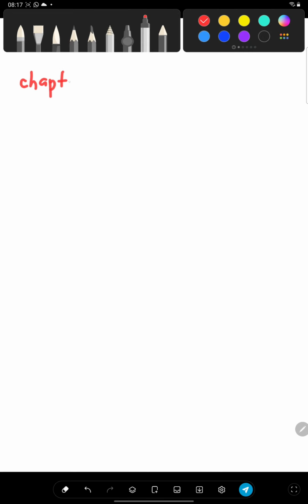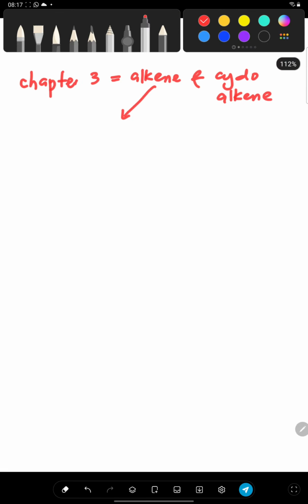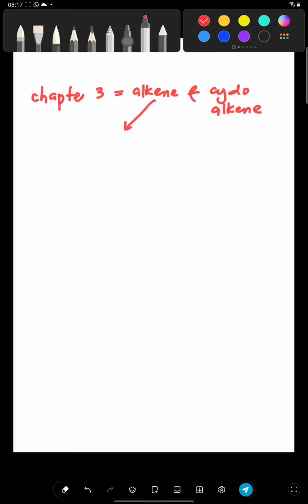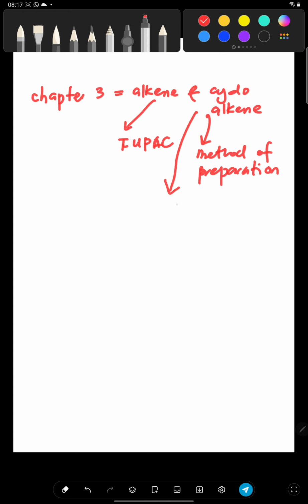Chapter 3 is related to alkene and cycloalkene. So in this chapter you will learn how to give a name or draw a structure based on IUPAC naming, and also you need to know the methods of preparation, and another thing you need to know is the reactions involved in alkene.